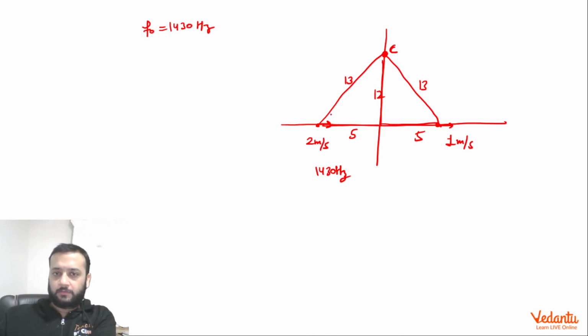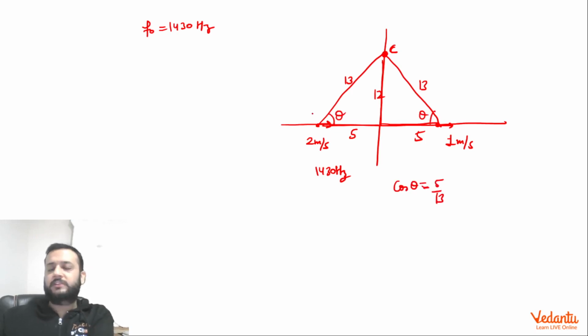Now we can say that this angle is theta and this angle is also theta, so of course cos theta is 5/13. Now, what is the frequency observed due to the first man? So f1 is the frequency observed by man C due to the first man.